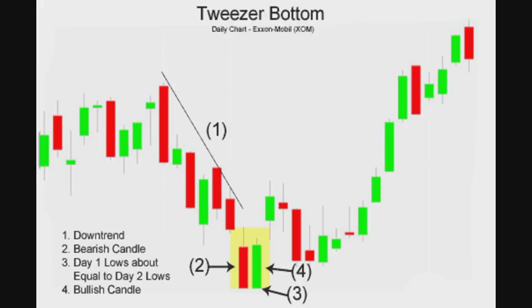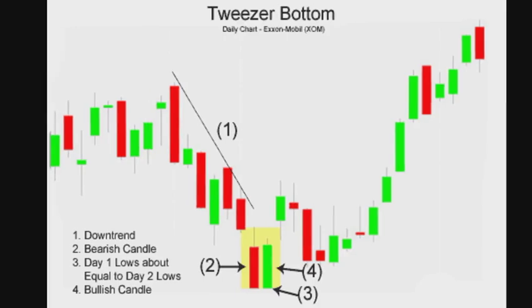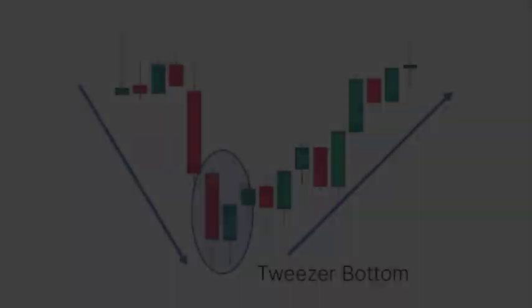Number 3. The lows of both candles are at the same or very similar price levels, showing strong support. Number 4. The inability to break below the previous low suggests that sellers are losing momentum and buyers are stepping in. What is the psychology behind this pattern?